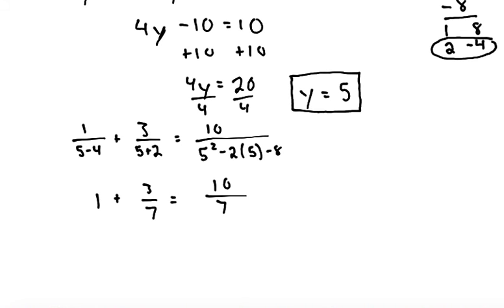So then, since we have a common denominator here, we can make this 7 over 7 plus 3 over 7 is equal to 10 over 7, and 7 plus 3 is 10, so this verifies that the solution, y is equal to 5.